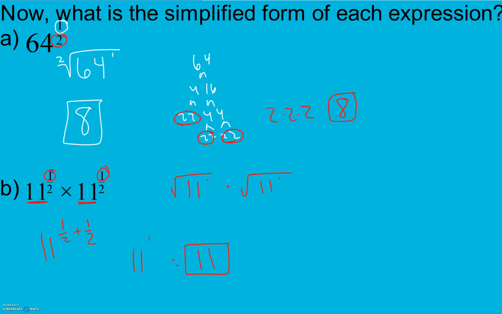We also could have taken the square root of 11 times the square root of 11. 1 for our exponents, 2 for our indexes. Since they're the same, we can multiply 11 times 11. Group of 2 comes out as an 11.